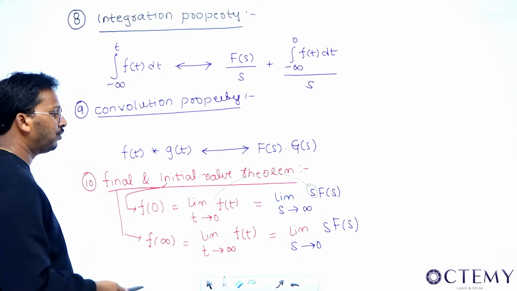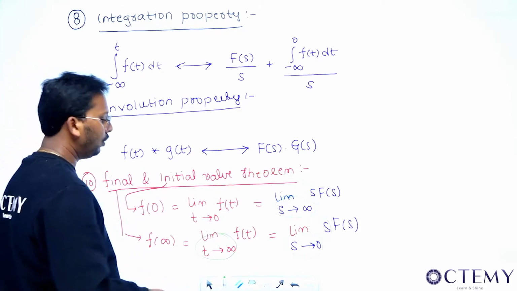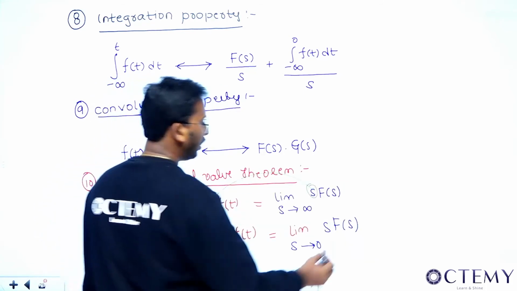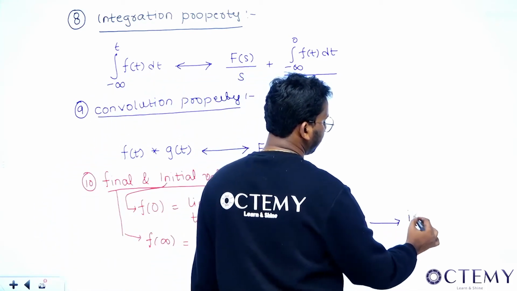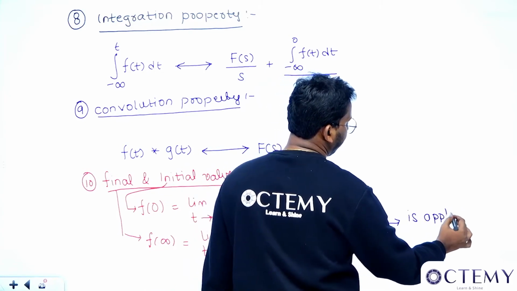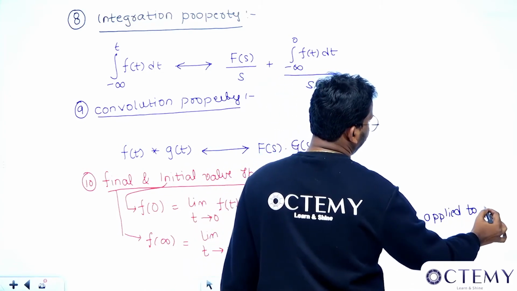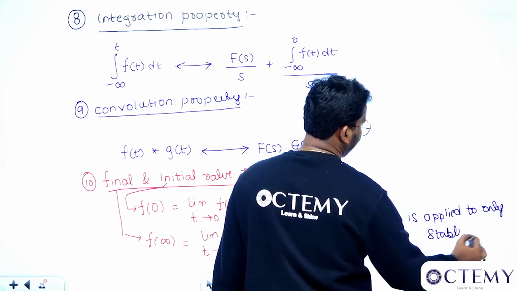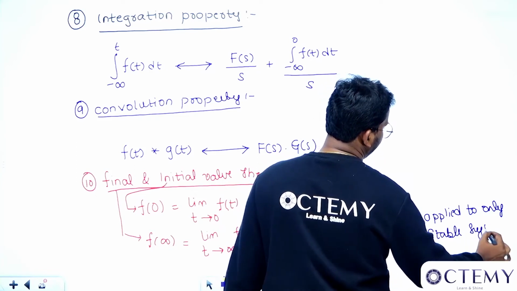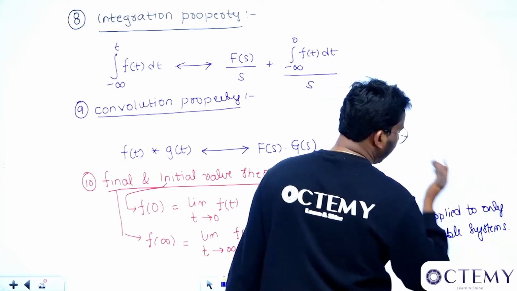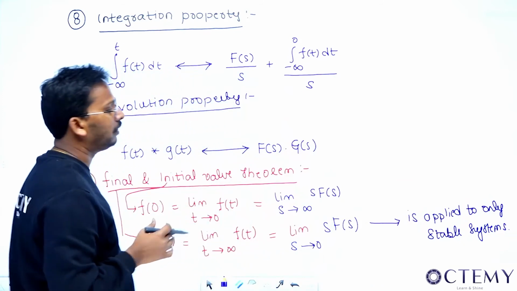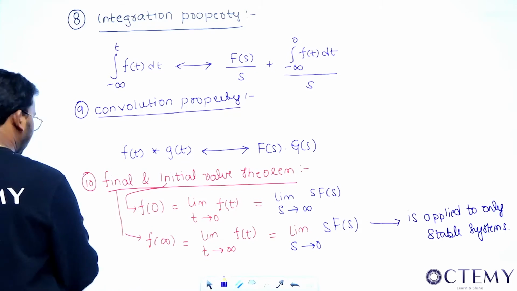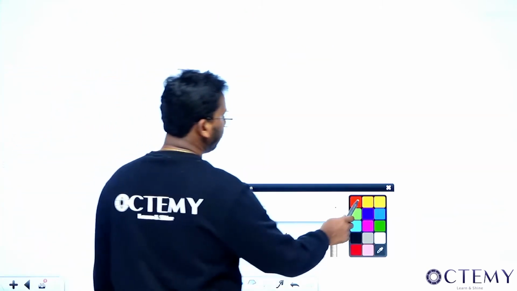Now, I am not going into the proofs of this, but remember this. Whenever you want to apply the final value theorem, you have to be cautious about one more thing. The final value theorem is applied only to stable systems, right? Again, when we go into the stability concept, we will talk more about this rigorously. Now let us take a few problems, some basic problems.